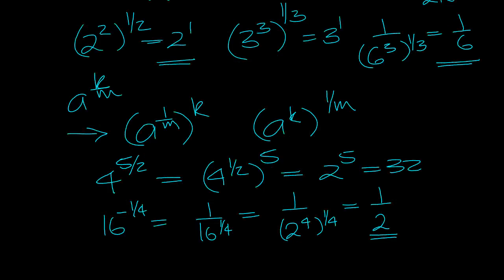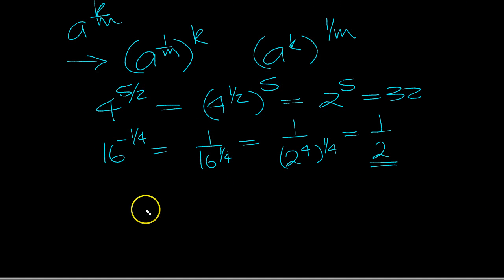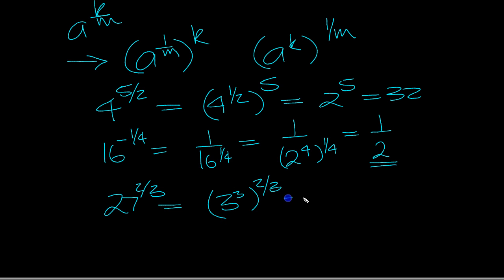Let's have a look at one or two more, just to finish off. 27 to the 2/3 is equal to 3 cubed to the 2/3, isn't it? That's 27. That times that will be 3 squared, so that's equal to 9.